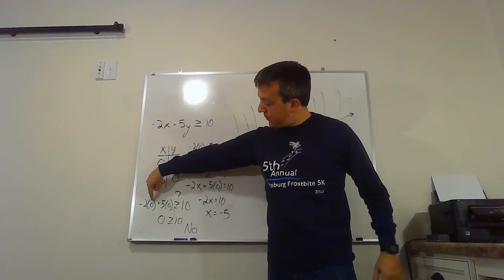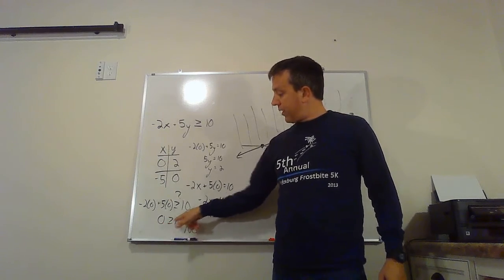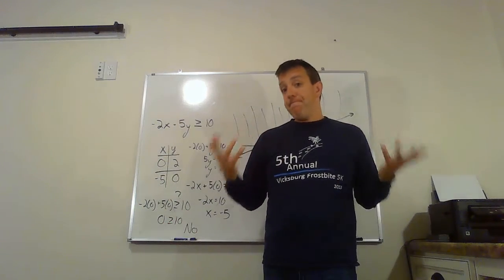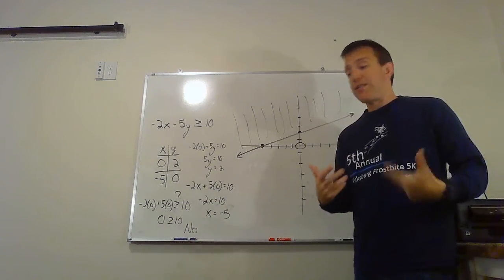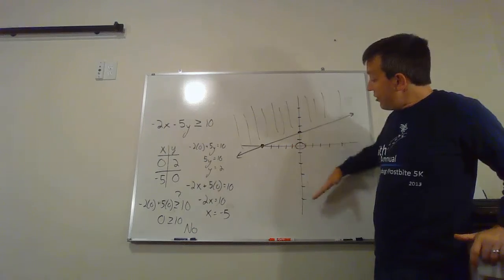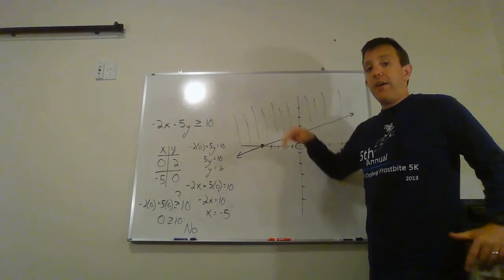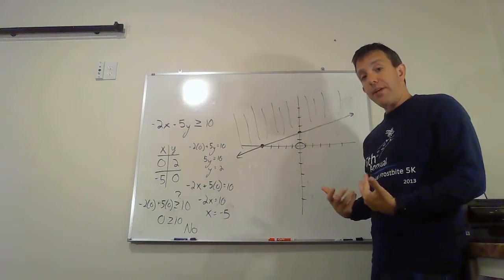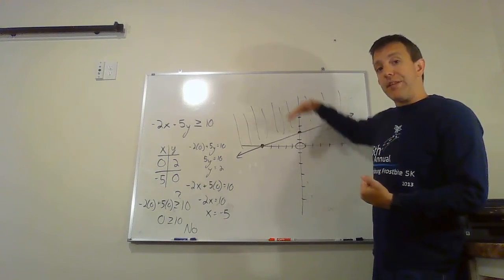So you can see I put in 0 for x and 0 for y, which left me with 0 is greater than or equal to 10. That's not true, right? 0 is not bigger than 10. And since that's false, you'll notice I didn't shade the side with 0, 0. This time I shaded the other side. So remember, if you get a true statement, shade the side the point is on. If you get a false statement, shade the other side.